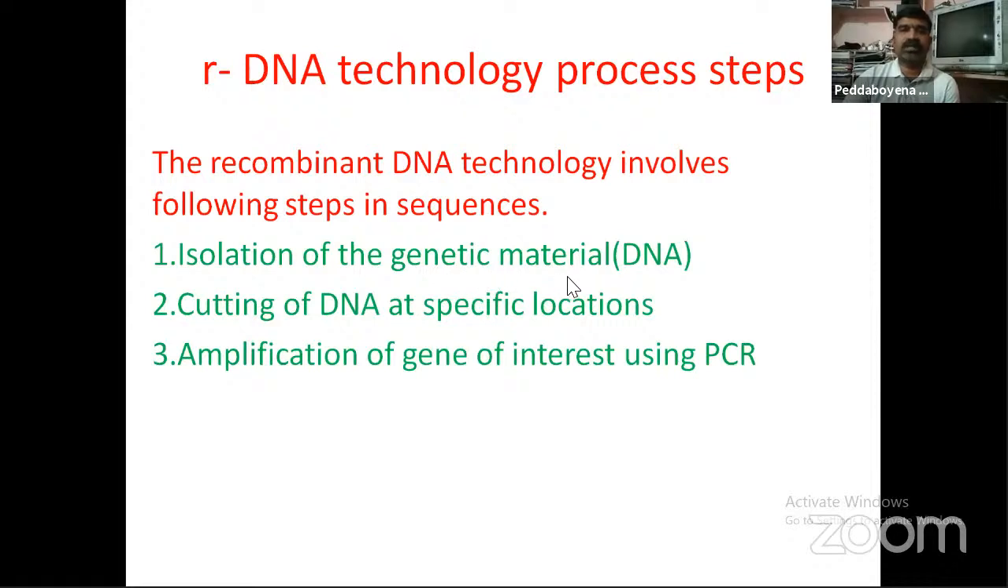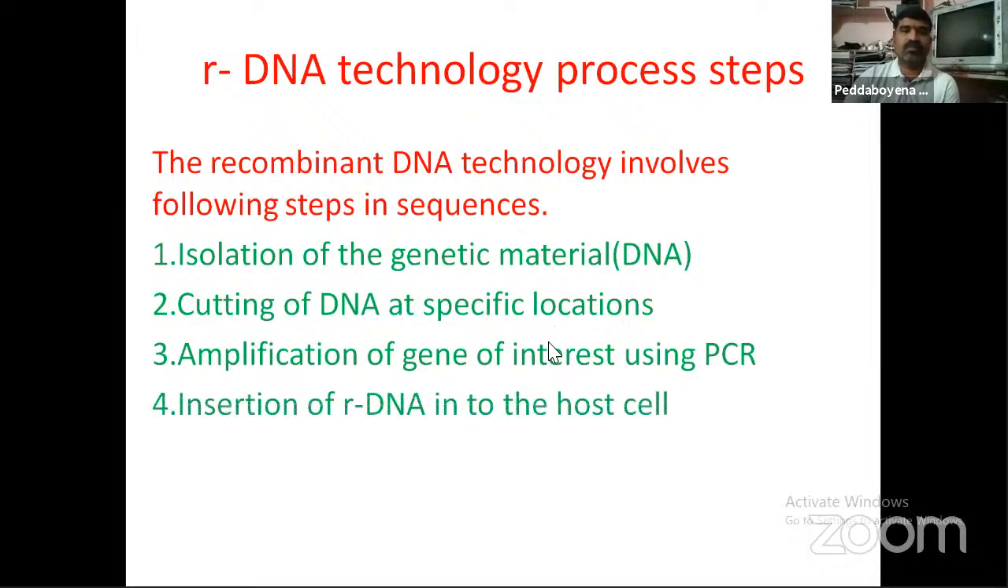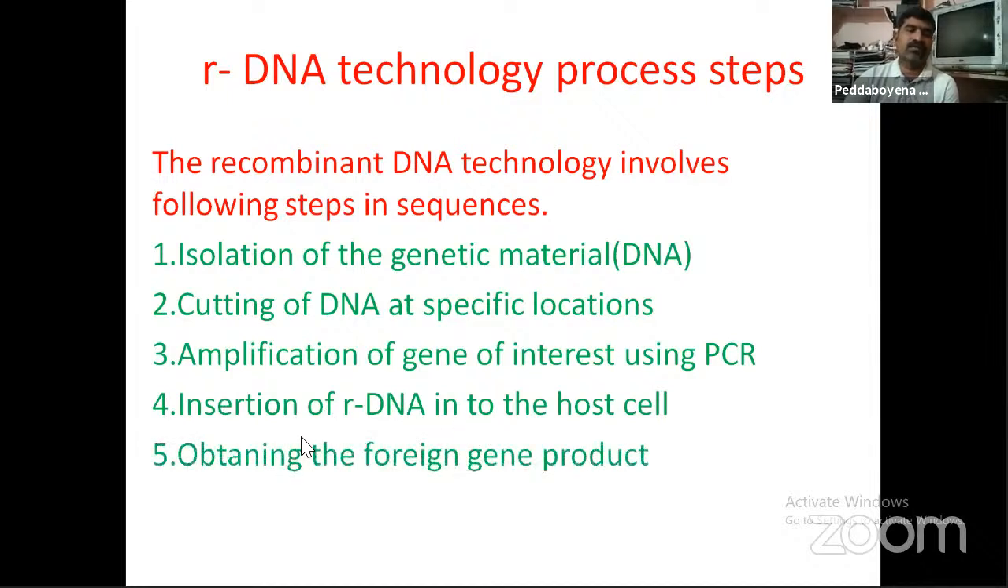of the genetic material. One is the isolation of the genetic material, which means DNA, and next is cutting of DNA at specific locations, and next is amplification of the gene of interest using PCR. Then insertion of rDNA into the host cell, and the fifth one is obtaining the foreign gene product. The sixth one is downstream processing. These are the very important steps for understanding the DNA technology process.